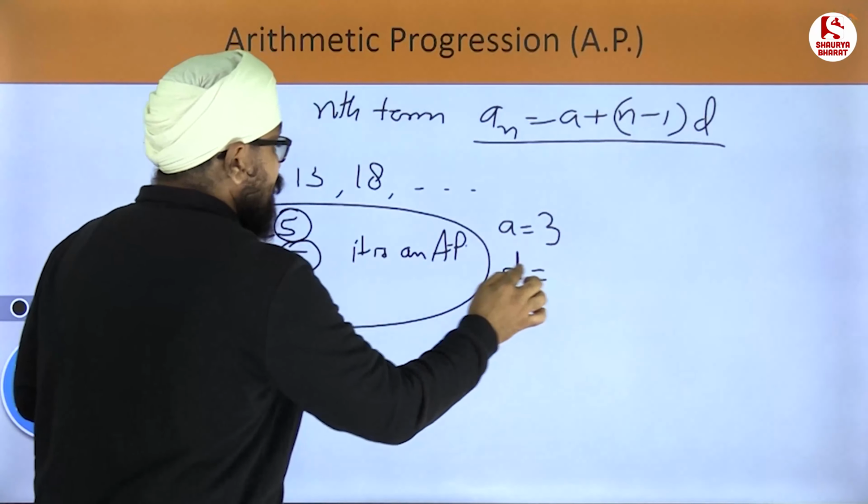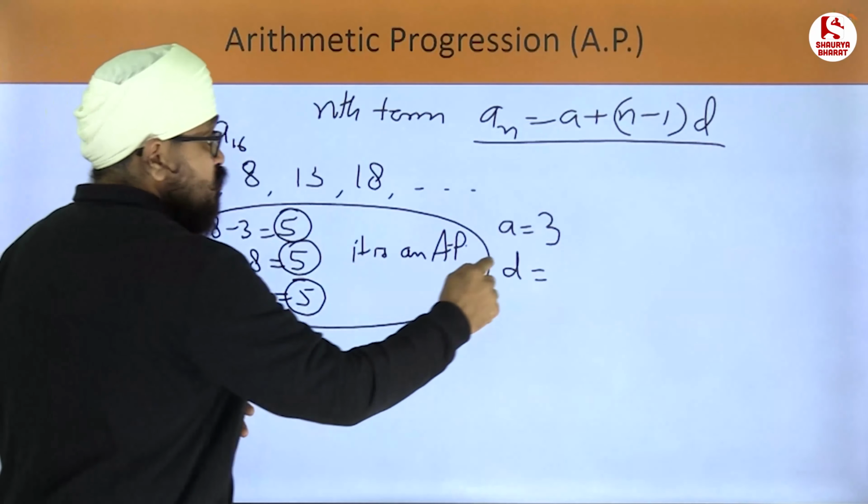The common difference, what difference were we getting? We were getting 5, clear? So, the common difference is 5.